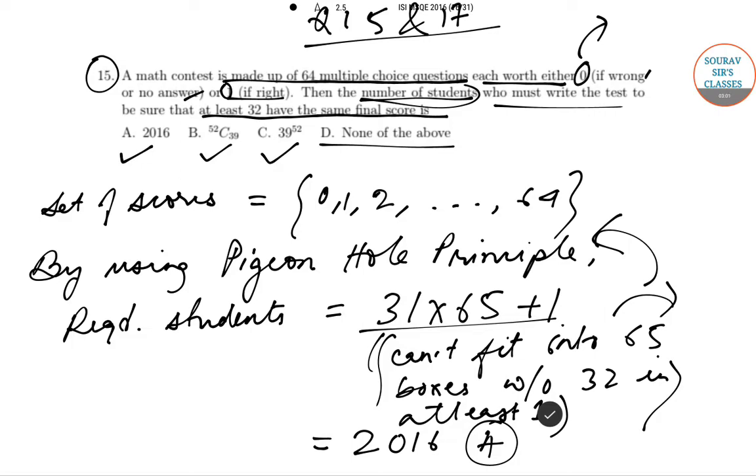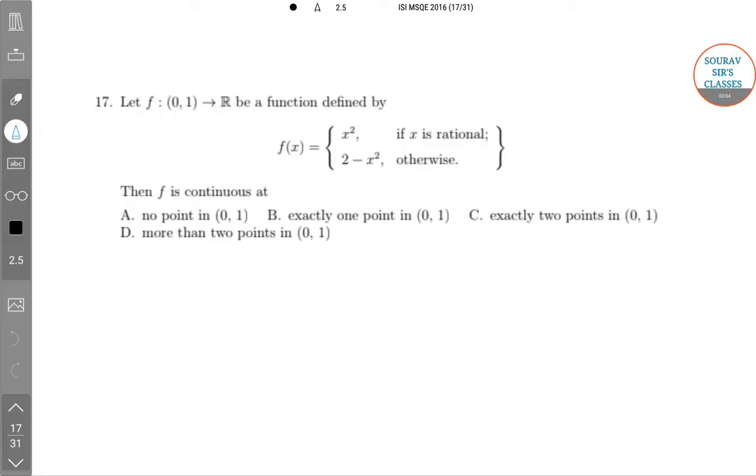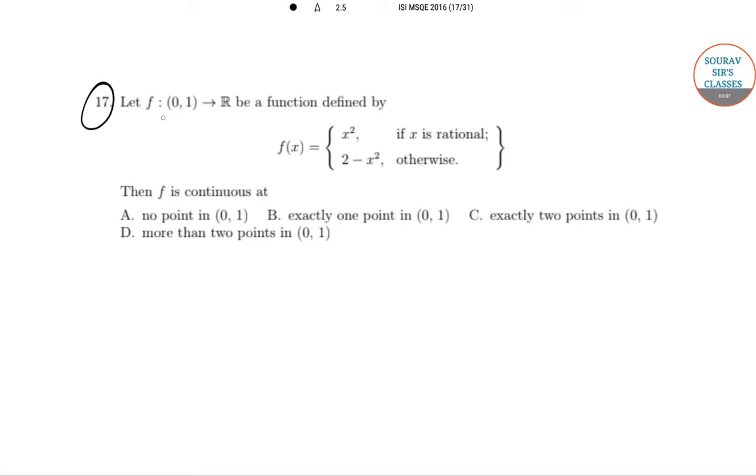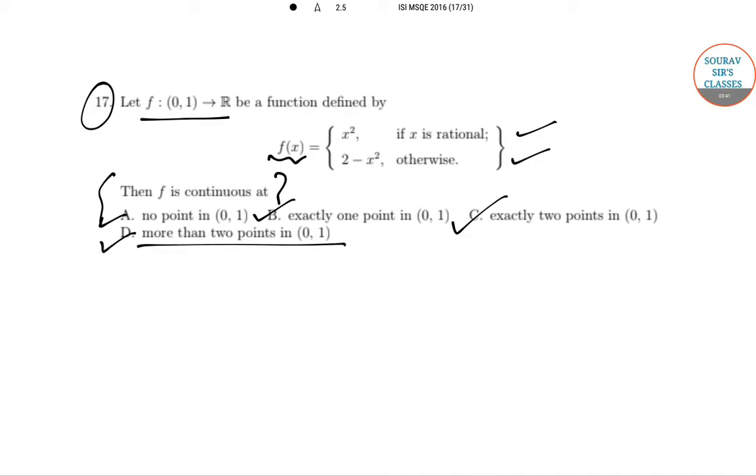Now let's move on to the next question. In the next question, which is question number 17, it is said that let f be a function which goes from 0 to 1 to R and is defined by f of x is equal to x square if x is rational and 2 minus x square otherwise. In that case, we have to find out where the function f is continuous. Option A is no point in 0 to 1, or exactly 1 point in 0 to 1, or exactly 2 points in 0 to 1, or more than 2 points in 0 to 1.